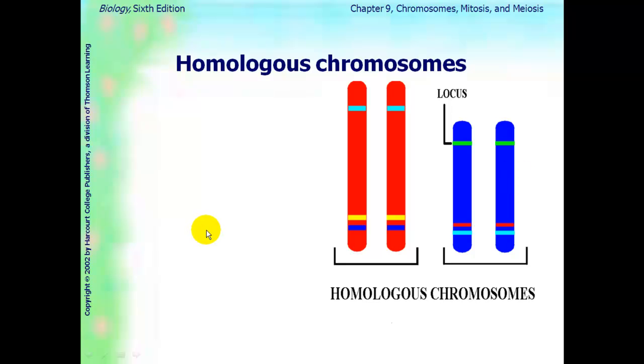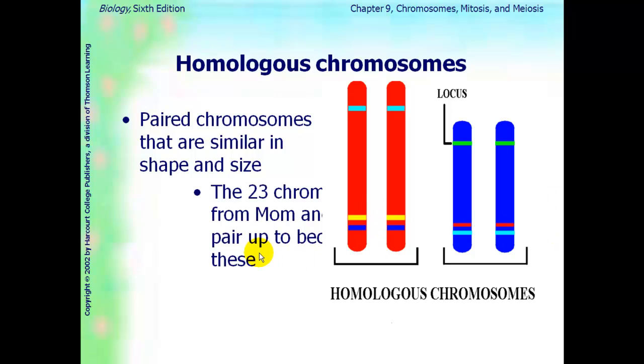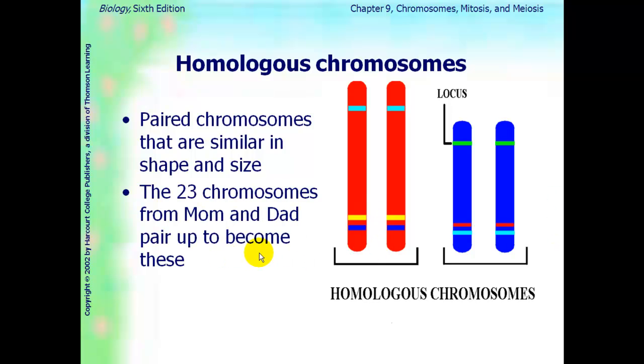Okay, another term we need to cover is homologous chromosomes. They are chromosomes that are similar in shape and size, and they're always in pairs. Okay, so they're paired chromosomes that are similar in shape, size, and actually they also have the same information. Notice that the gene patterns are the same for homologous chromosomes. The 23 chromosomes from mom and dad pair up to become homologous chromosomes.